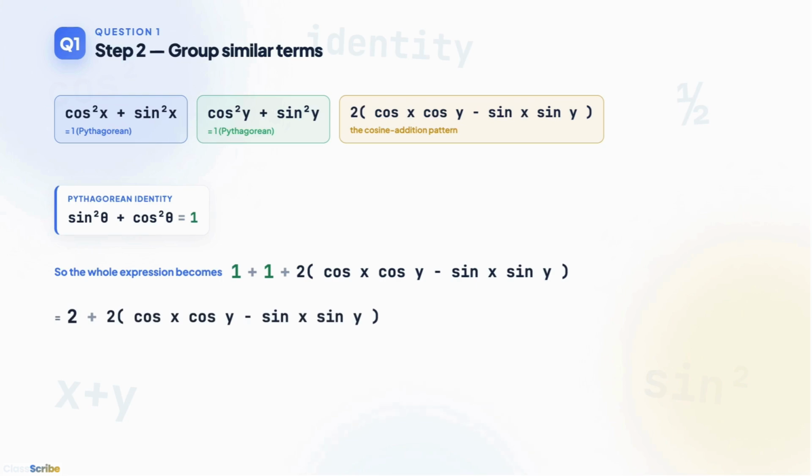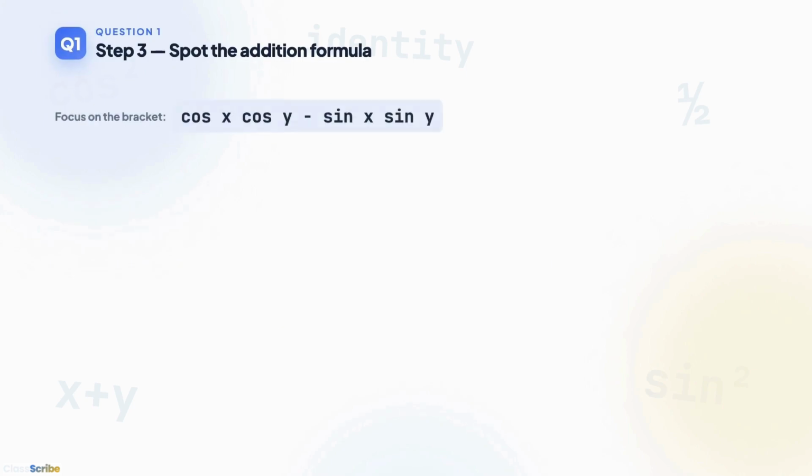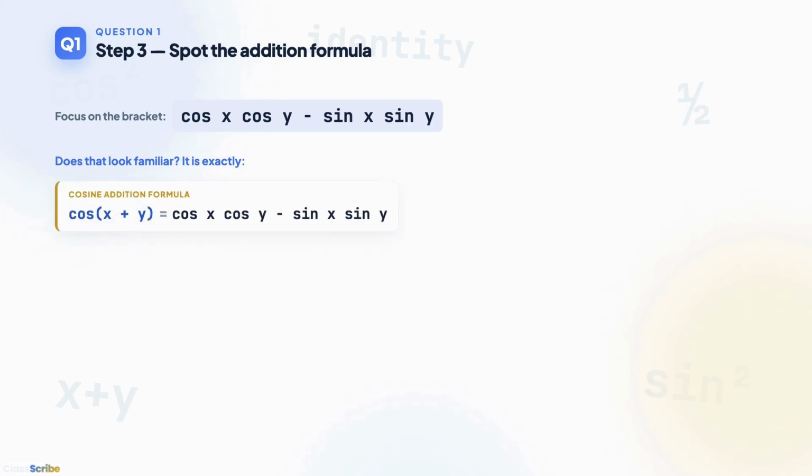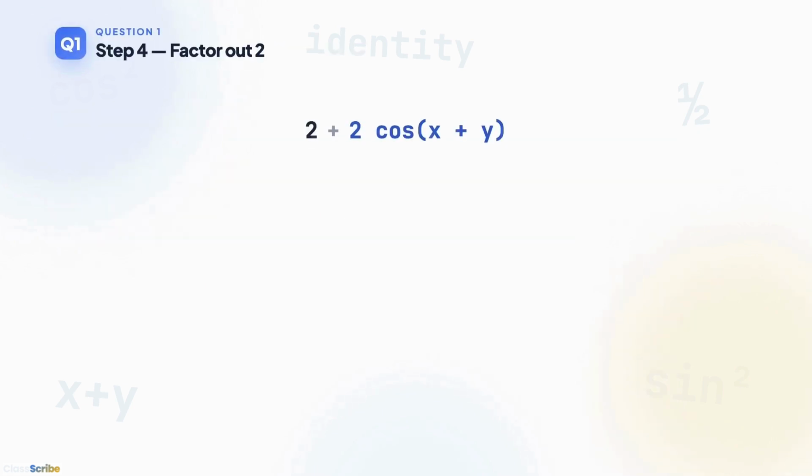Now focus only on the remaining part, cos x cos y − sin x sin y. Does that look familiar? Yes, it is exactly the cosine addition formula. Cos(x + y) is equal to cos x cos y − sin x sin y. Substituting this identity, the expression becomes 2 + 2 cos(x + y). Next, factor out 2 from both terms. This gives us 2 times (1 + cos(x + y)).